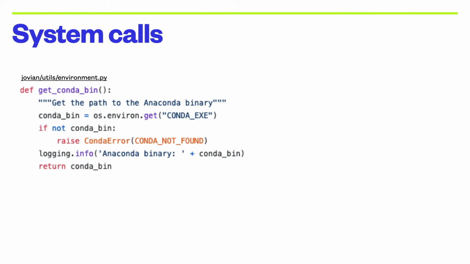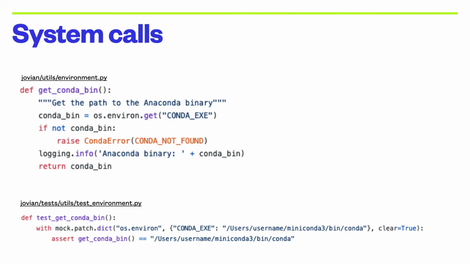So I'll take an example from a library called JovianPy, which is the backbone of the Jovian data science platform, where I interned for a few months and worked on their unit testing library. There's a function called get conda bin, which basically gets some path variable. To test this, you just write: I want to patch the dictionary called os.environ, and then give it this dictionary. Then I call get conda bin and I check that it is getting the right path, which I have provided here itself.